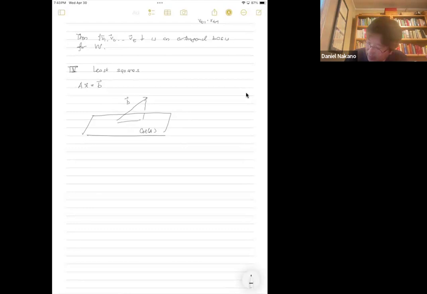Okay, so that's the idea. Here's Ax over here, and we want to minimize the distance. So if I take E to be the set of all Ax minus b, we want to minimize this.